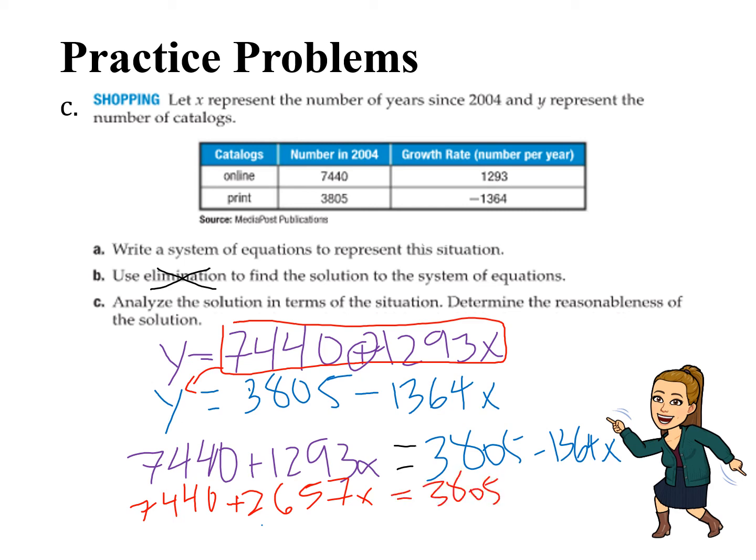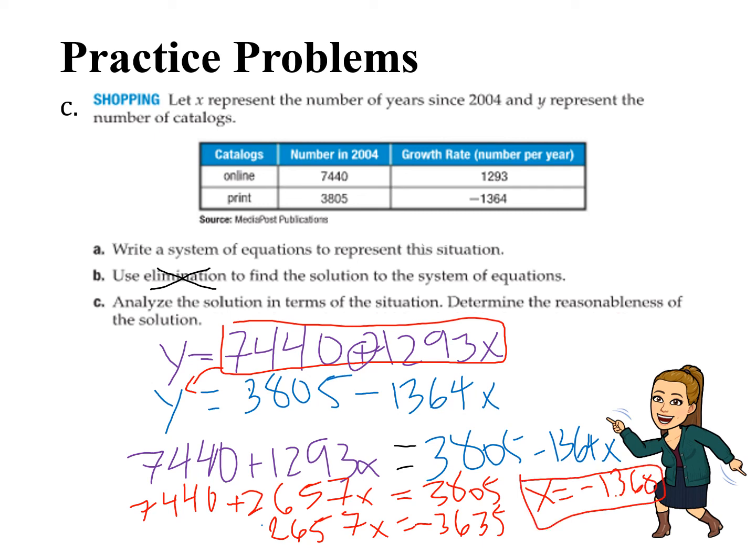Well, now if I subtract 7,440 from both sides, I get 2657x is equal to negative 3,635. Dividing both sides by that 2,657, I get x is equal to negative 1.368.